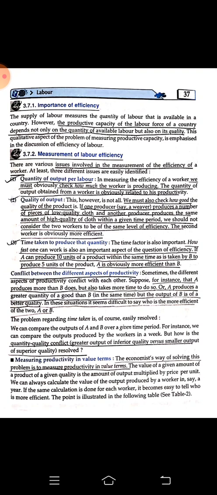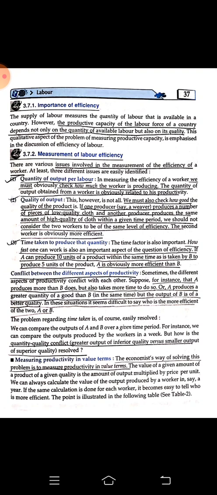Next is coming quality of output. Now let us take the same assumption once again. Both are getting 10 hours each, A and B. A has produced 10 saris which are of average quality and B has produced 5 saris which are of very excellent, means very good quality. So we can say now quality wise B is much more efficient.